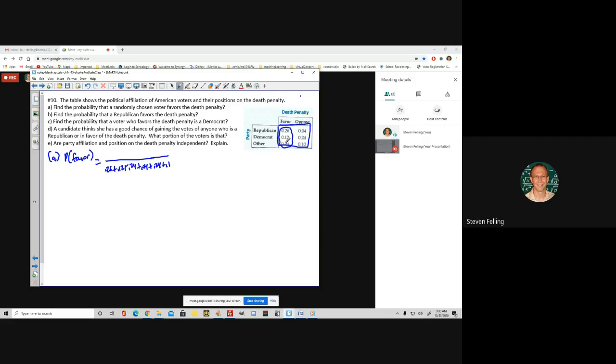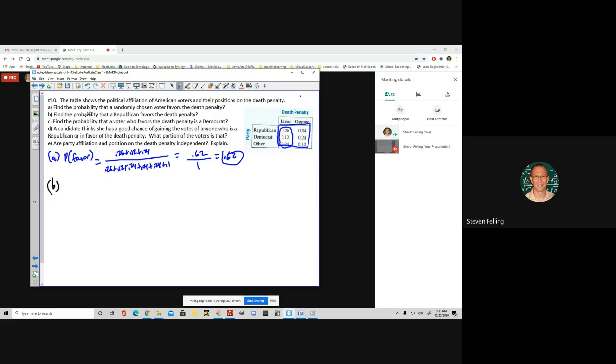And then we would want just the favor ones, which is 0.26, 0.12, and 0.24. This is out of 100% because we're talking probabilities in here. They'll always add to 100. 0.26 plus 0.12 plus 0.24 turns out to be 62. And so we have a 62% chance of picking somebody who is favoring the death penalty. That's part A, simple probability.